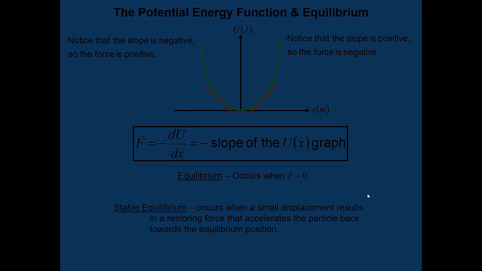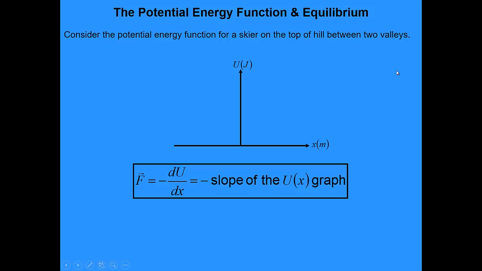What if we had a case where, let's say, a skier at the top of a hill between 2 valleys? Right, so we're looking at the gravitational potential energy here to be technical. Wouldn't that look more like this kind of graph? Right? Where the top of the hill is the 0 position. Okay? 0 height, if you will. So if the top of the hill is here, right, that's where the equilibrium position is.